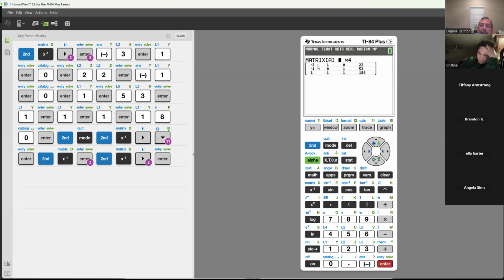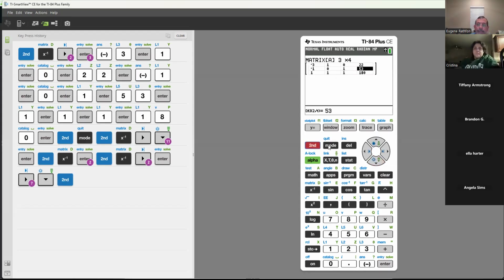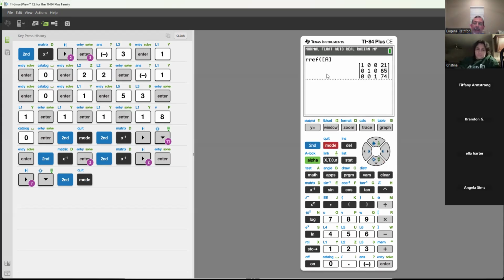Angela, pull yours up and see if you got negative 3, 1, 0, 22. Then make sure your signs are right on the next one: negative 1, 0, 1, 53. And your last row should be 1, 1, 1, 180. Make sure what you have in there is right. Also, change that 55 to a 53 for me right now. Arrow down to that, put a 53 in there, and then quit your screen. Now do your RREF A and you should get these three angles. Good job. If you get a decimal, go back to the edit screen and make sure of your numbers and your signs, because just one number will kill us on that.